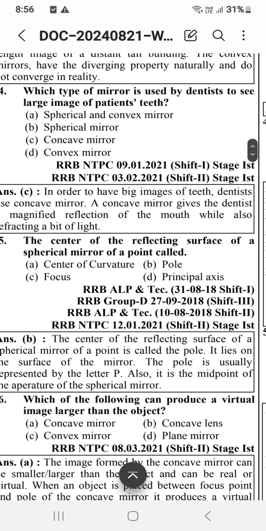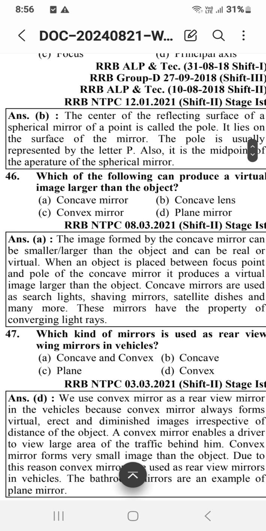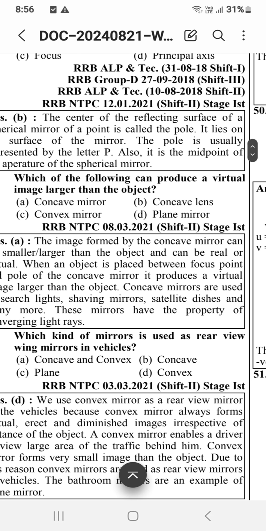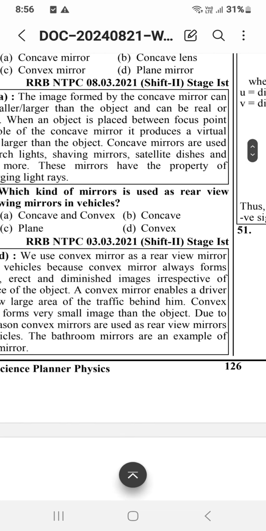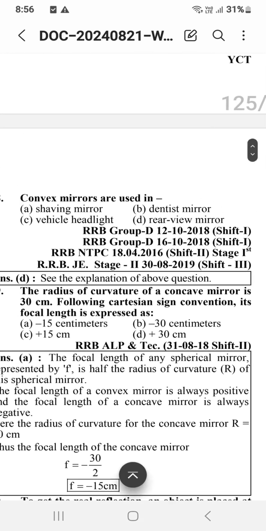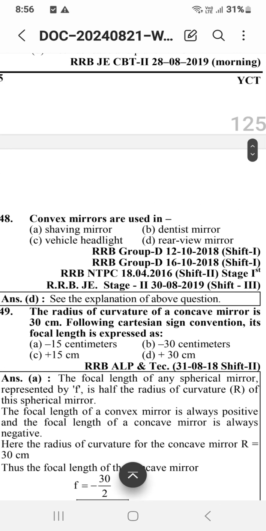Which of the following can produce a virtual image larger than the object? A concave mirror. Which kind of mirror is used as a rear view wing mirror in vehicles? Convex mirror. Convex mirrors are used as the rear view mirror in vehicles.